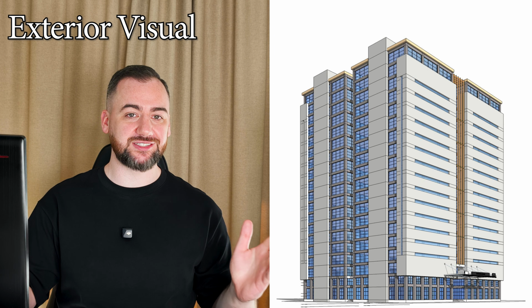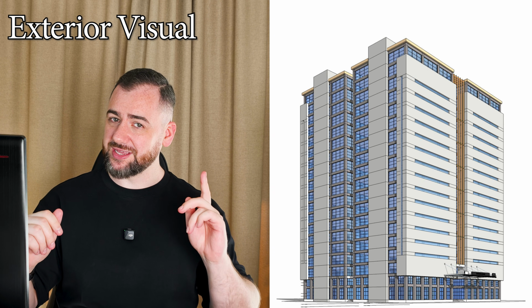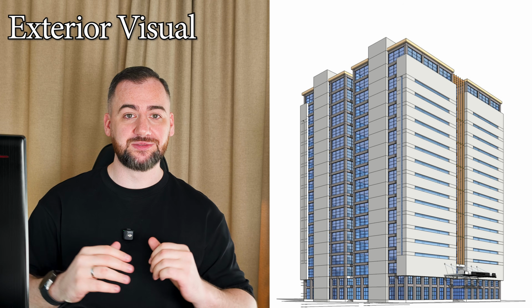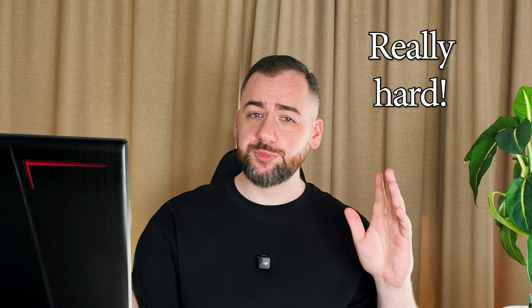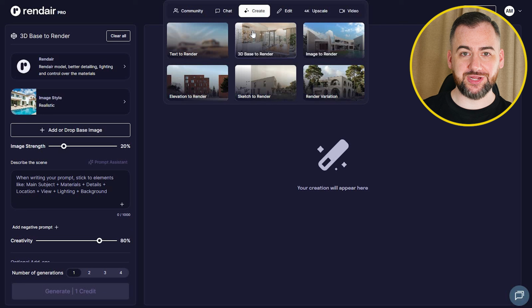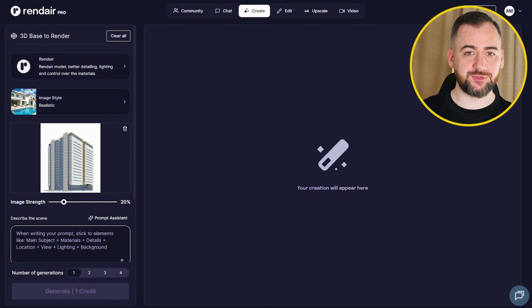Now let's go big. I'm uploading the 3D model of the high-rise residential tower. So the key test here will be the context. A high-rise building without the city around it just doesn't make sense. So the prompt needs to work really hard to build that city backdrop. So for that one we are going to the 3D base to render. I'm uploading our image and uploading the prompt.